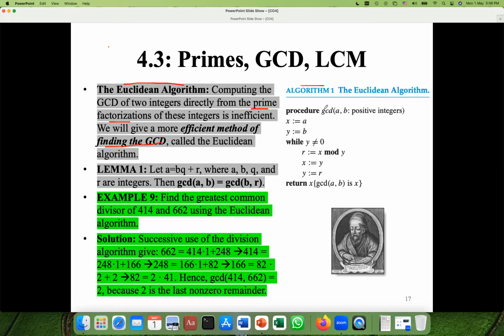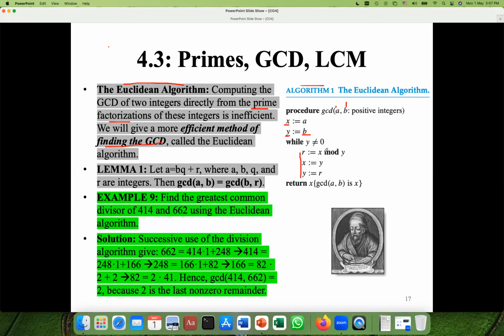The name of the procedure is GCD, and we will give it two numbers, which would be positive integers. And then we will store the first number in a variable x, then the second number in a variable y. And then we have a loop, and this loop will continue until your second number y becomes 0. Until the value of y becomes 0, this loop will continue. And these three statements are under this loop.